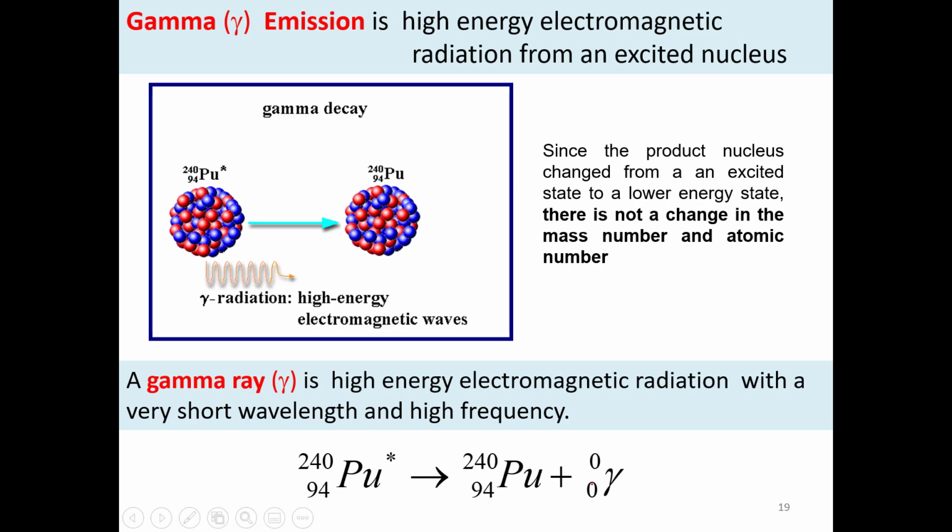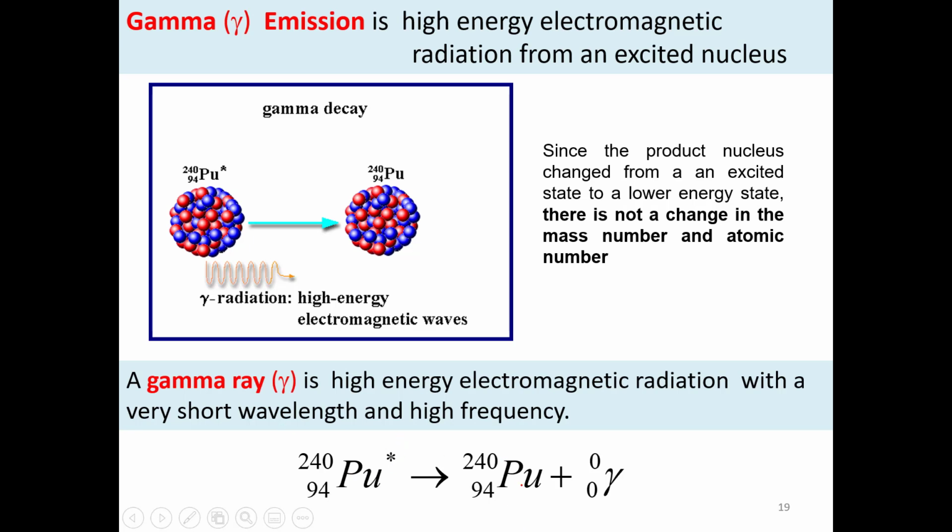it emits some energy. What energy? Gamma emits some radiation. What radiation? Gamma radiation. And this is the symbol for gamma radiation. Because there is no mass number, no protons, and no neutrons, because it's just energy, we have two zeros here. Yes, this is the symbol for gamma. Then this is the nuclear equation if the plutonium becomes more stable through gamma decay.